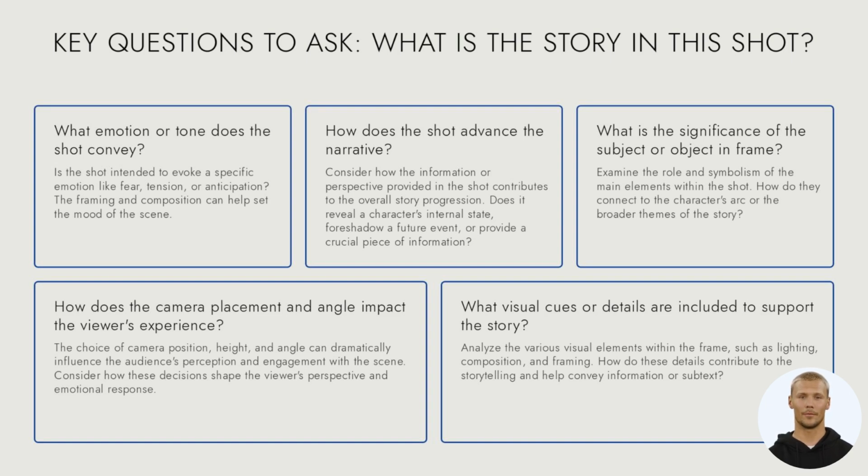Then you ask yourself some sub-questions like, what emotion or tone does the shot convey? Fear, tension, or anticipation? How does the shot advance the narrative? Does it reveal a character's internal state, foreshadow a future event, or provide a crucial piece of information? Another sub-question to ask is, what is the significance of the subject or object in frame? How does the camera placement and angle impact the viewer's experience? This is when the choice of the camera position, height, and angle can dramatically influence the audience's perception and engagement with the scene. What visual cues or details are included to support the story?